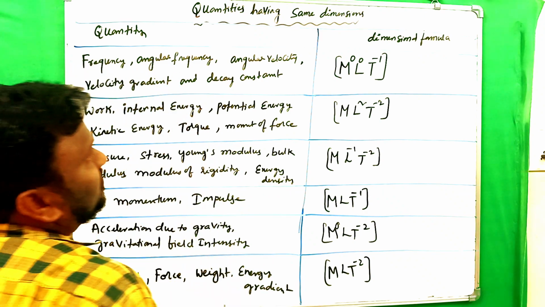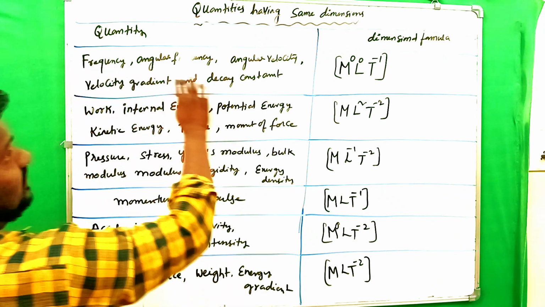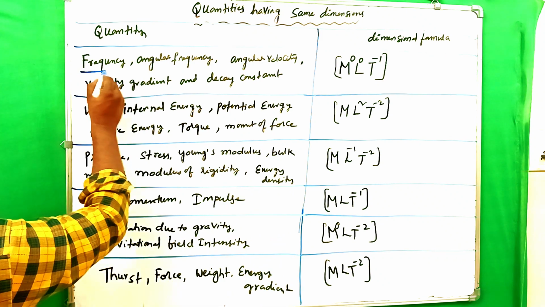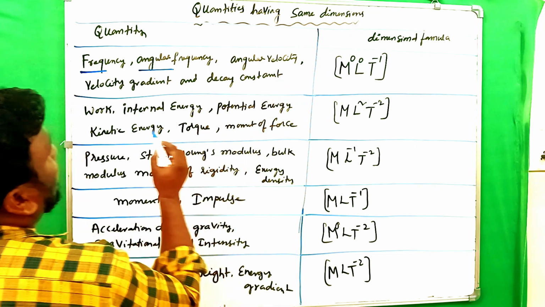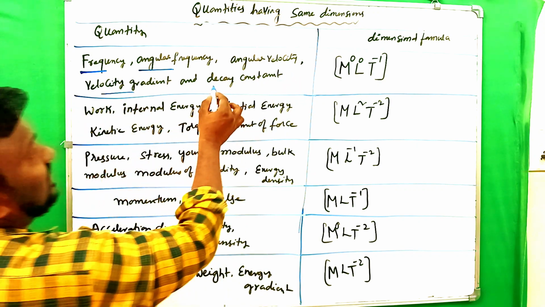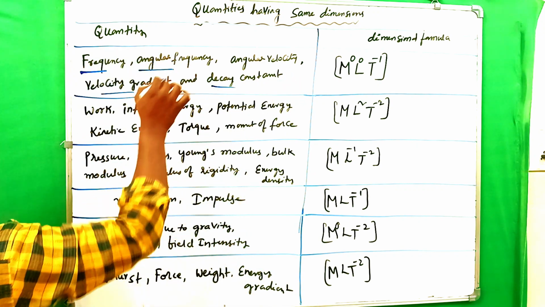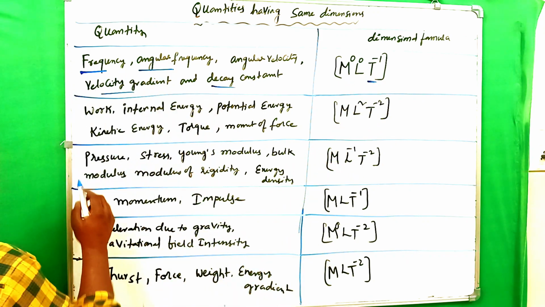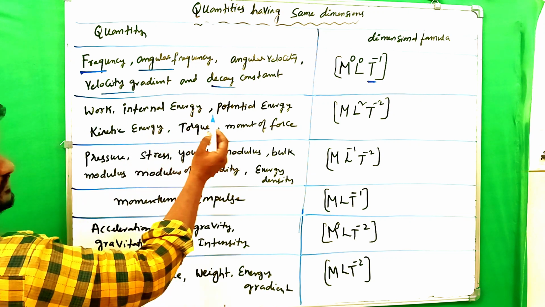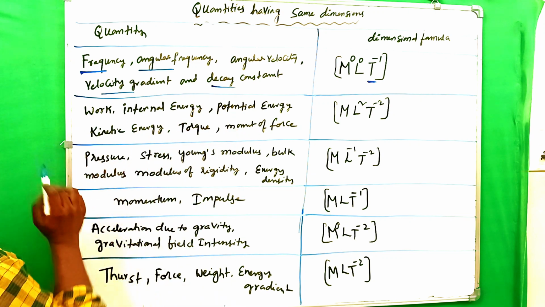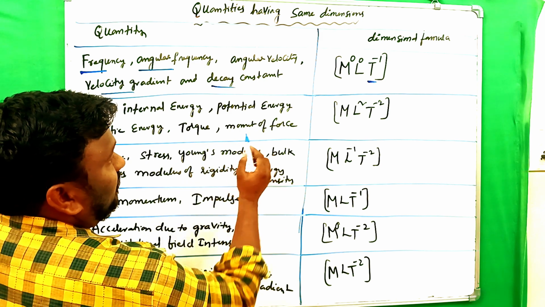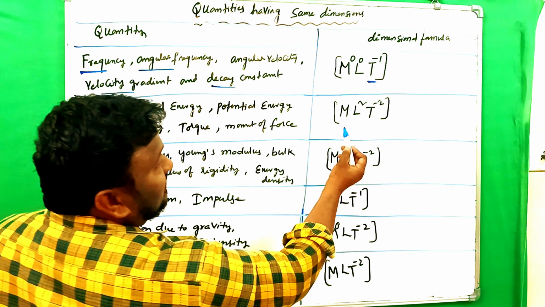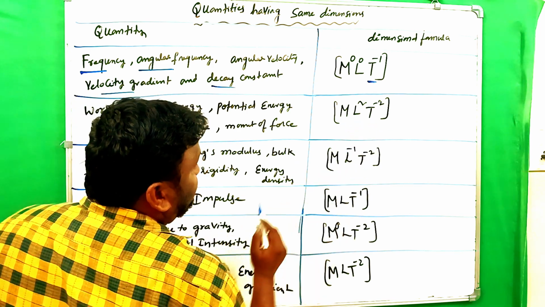Quantities having the same dimensions. So quantity and dimension formula. Look here, frequency, angular frequency, angular velocity, velocity gradient and decay constant all have the same dimension formula, that is T inverse. Next, work, internal energy, potential energy, kinetic energy, torque and moment of force also have the same dimension formula, that is M L square T inverse 2.